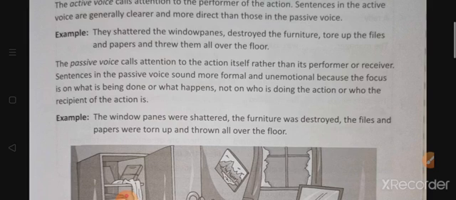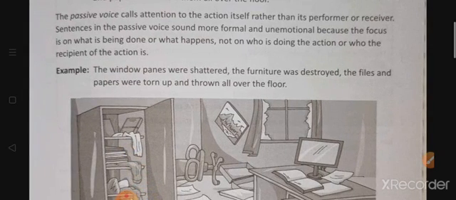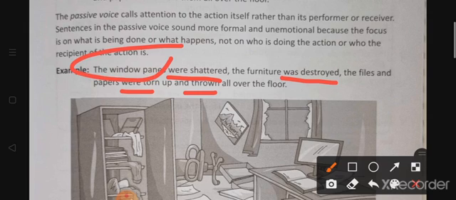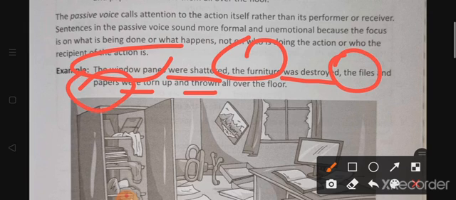अभी मान लो जो पहली एक्शन है, राइट, उसमें ही अगर आप देखोगे, the window panes were shattered, the furniture was destroyed, the files and papers were torn up and thrown all over the floor. So here, what was shattered, what was destroyed, what were torn up and thrown. So the window panes जो receiver है, फिर यहाँ पे furniture, that is also the receiver, the files and the papers, that is also the receiver of the action.